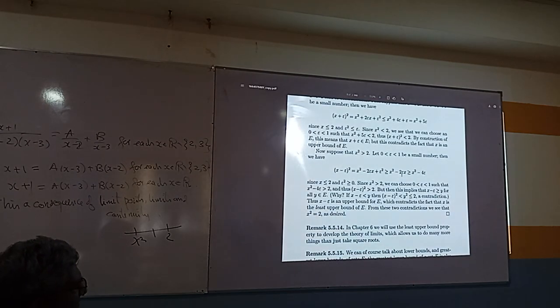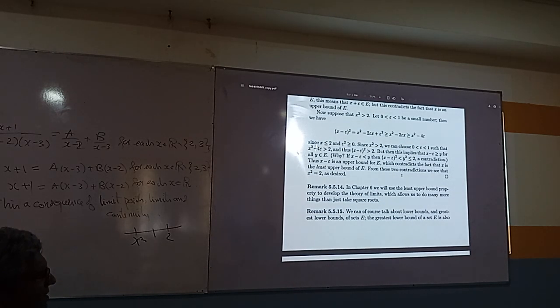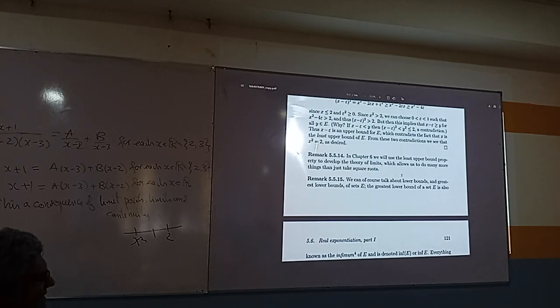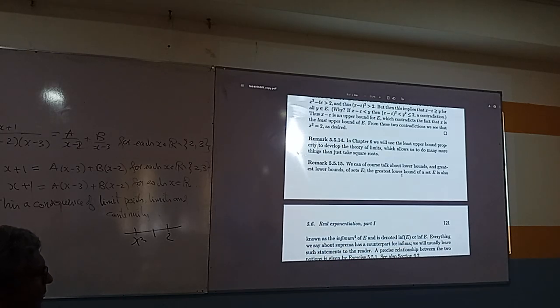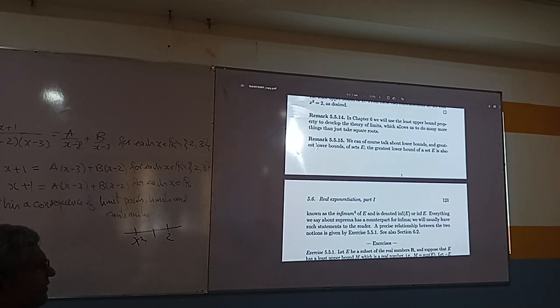In chapter 6 we will use the least upper bound property to develop the theory of limits, which allows us to do many more things than just take square roots, a whole bunch of things. We can of course talk about lower bounds and greatest lower bounds of sets. The greatest lower bound of a set E is known as the infimum, that's the word. Over there, supremum. Here, when it comes to the greatest lower bound, we call it the infimum of E and it is denoted by inf E.